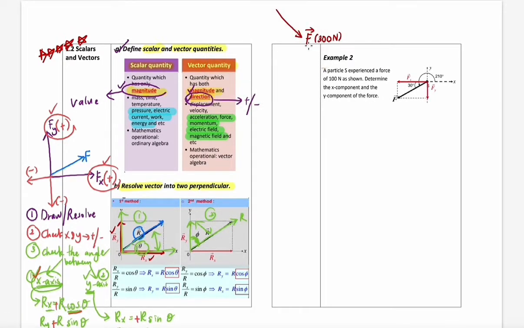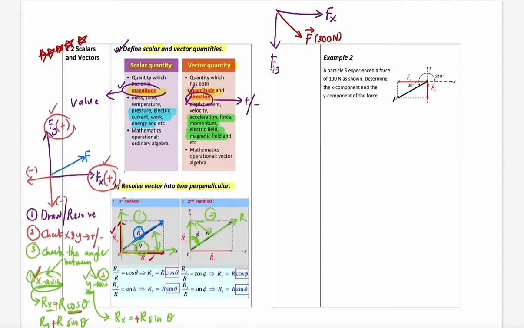Okay, so this is our F. Okay, so our x akan ke mana? Mestilah our x akan ke this way, betul tak? Dia akan to the right. So this is going to be our Fx. Okay, so sebab our x to the right. Okay, lepas tu Fy kita mestilah ke bawah.